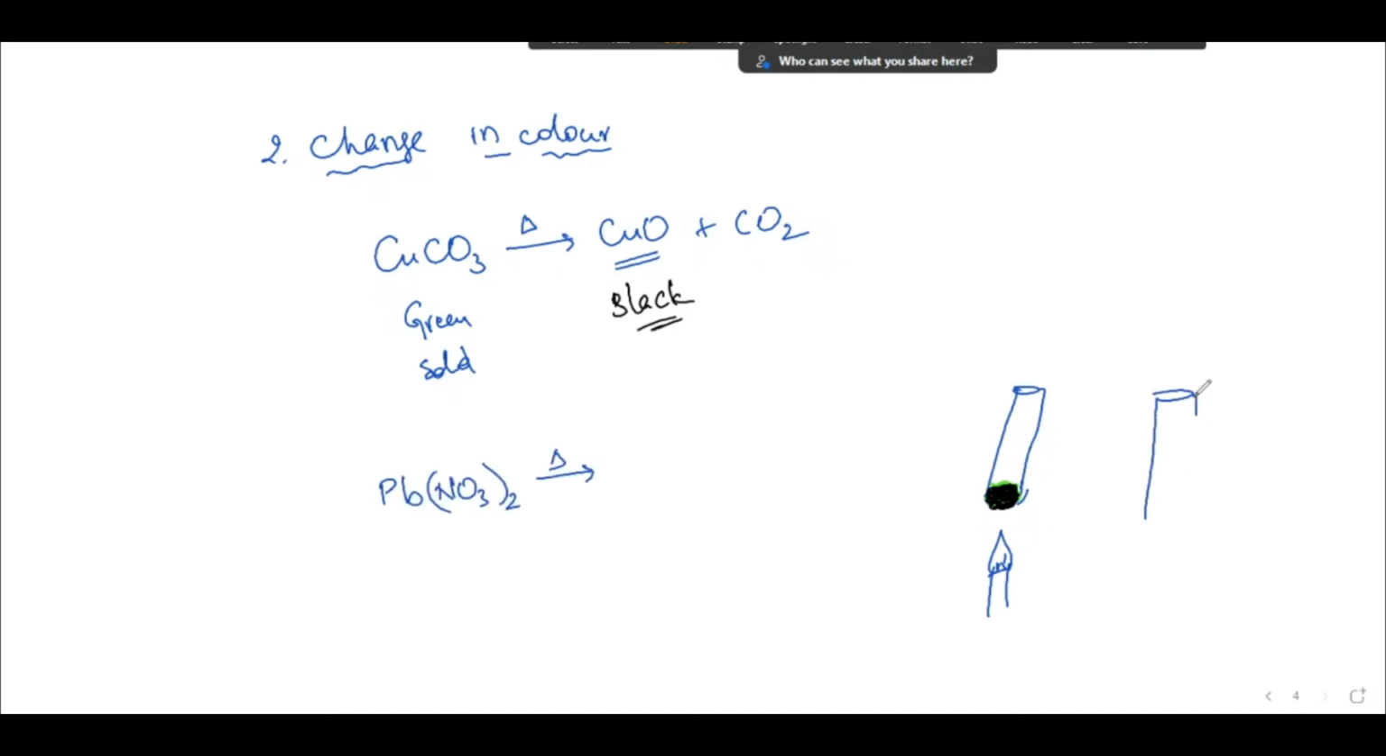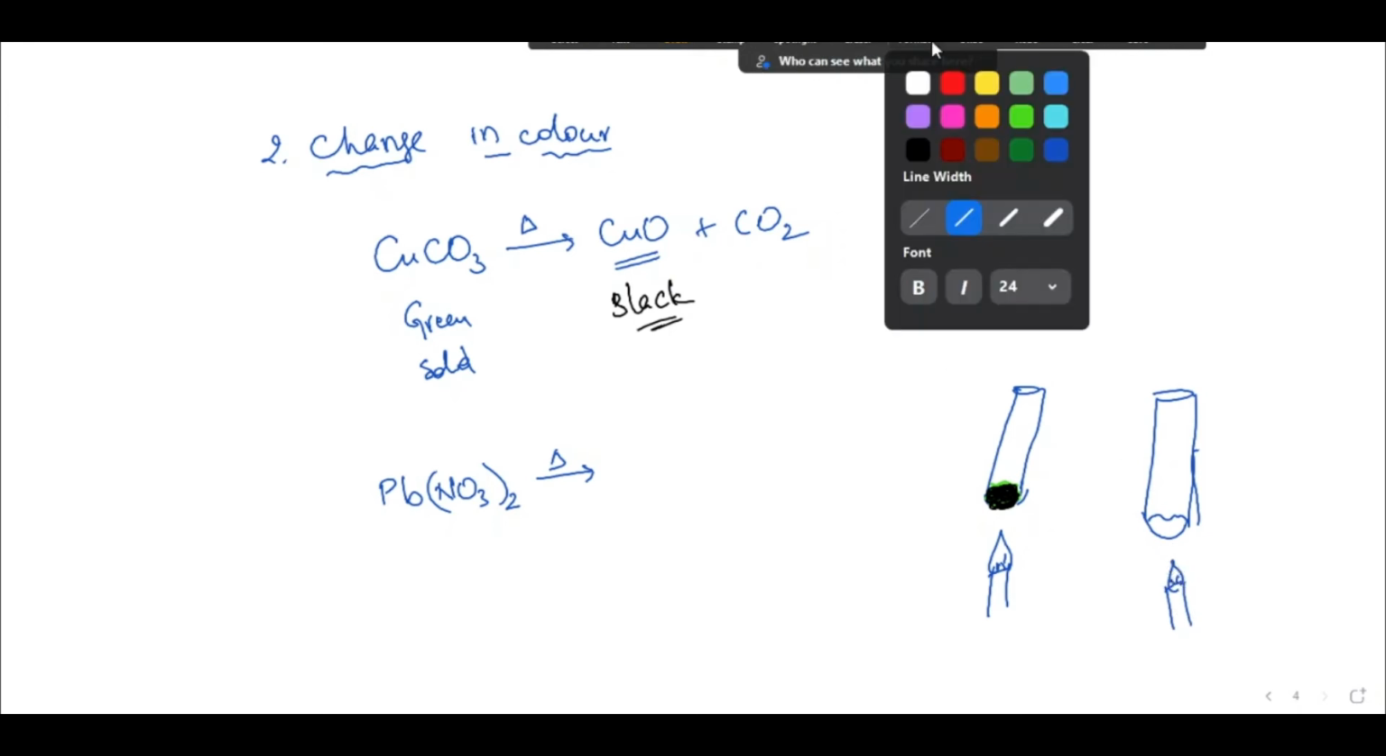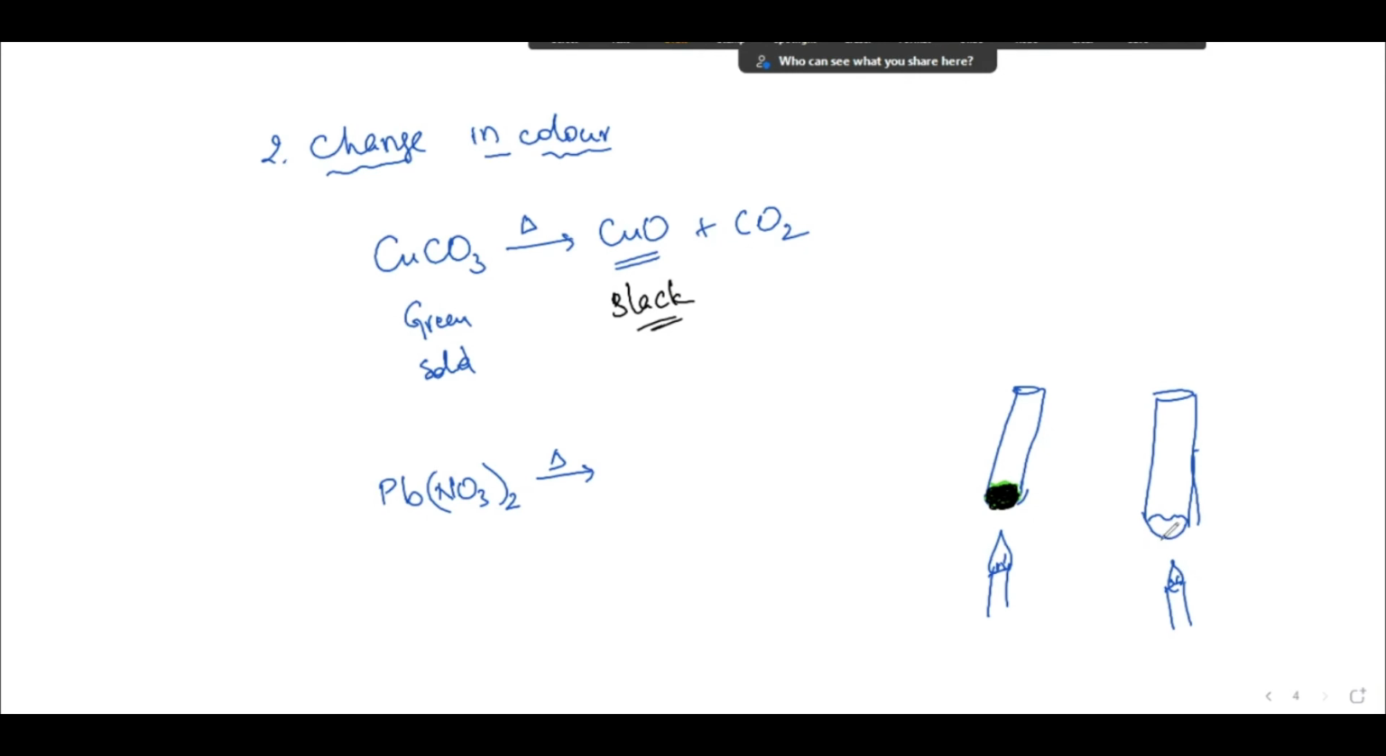I'm taking lead nitrate in the test tube this time. What is the color of lead nitrate here? The lead nitrate is a solid and it is a white color substance. And if you heat this, after some time the color of this lead nitrate changes to yellow color. This yellow color substance will stick to the surface of the test tube.